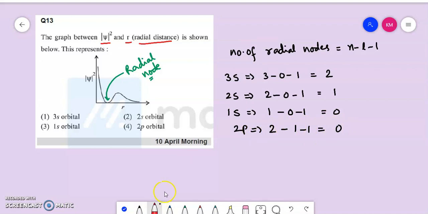What does it mean? The 1s and 2p orbitals do not have any radial nodes, whereas the 3s orbital has 2 radial nodes. But 2 radial nodes are not there, only one radial node. That radial node corresponds to the 2s orbital. So the answer is the 2s orbital, that is option 2. Hope you understand, children. It's a very simple question. Okay, let's move on to the next question.